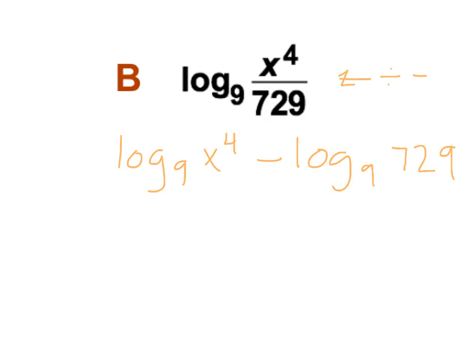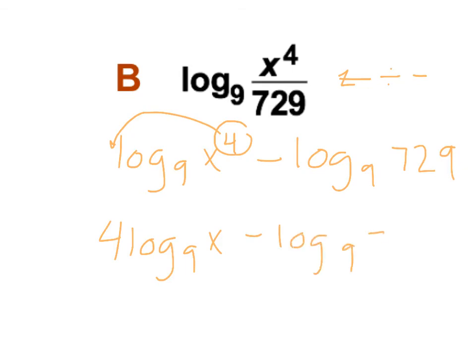Now we still have this x to the 4th power, which we know when we have a power, we can just take this and move it to the front. So we're going to say 4 log base 9 of x minus log base 9 of 729.